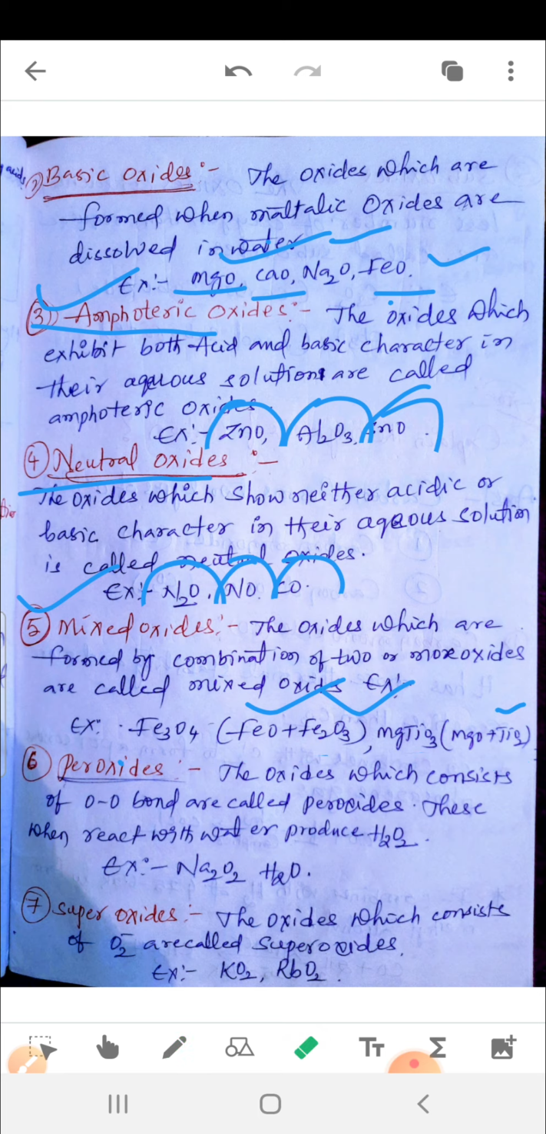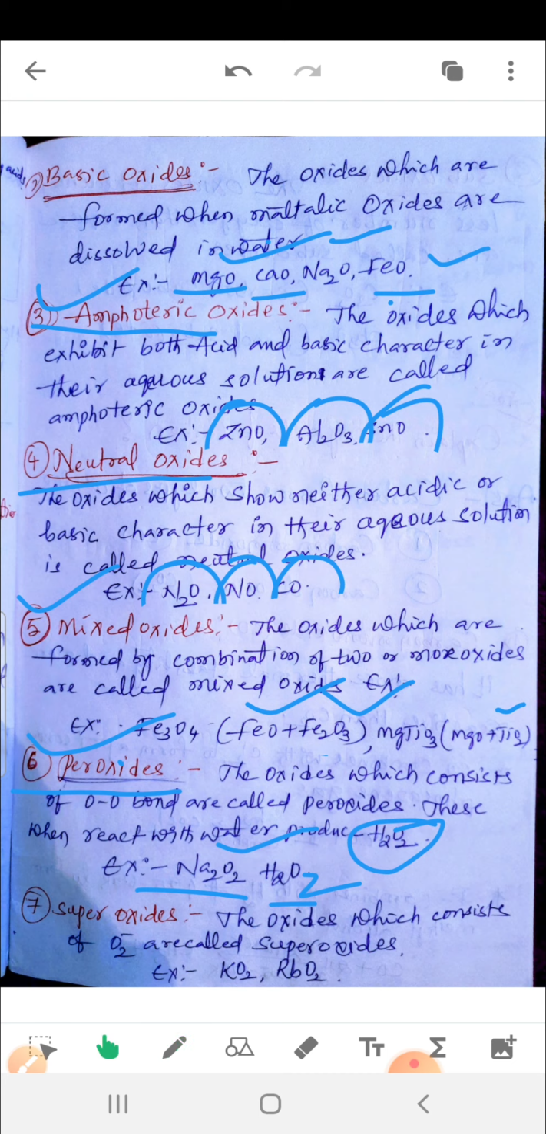Next, the sixth one is the peroxides. The oxides which consist of an O-O bond are called peroxides. These when reacted with water produce hydrogen peroxide. Here, sodium peroxide and H2O2, not H2O, H2O2, come under the peroxides.